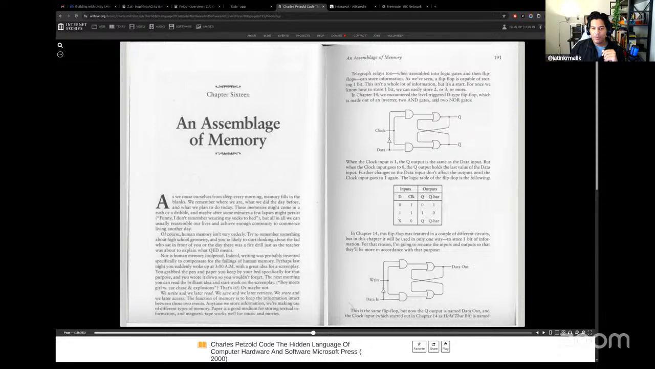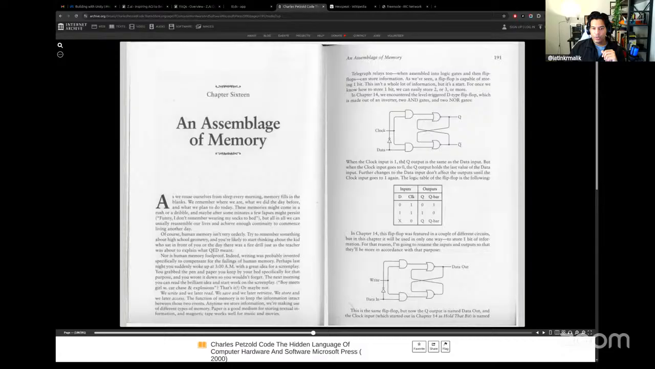So in chapter 14, we encountered the level triggered D type flip flop, which is made out of an inverter, two AND gates, and two NOR gates. And for the refreshers, if you give a data input and add a clock, when the clock goes from 0 to 1, it stores the bit in Q, and the Q bar will always have the opposite of that. They both can never be 1. This is what we were trying to abuse here with the inverter. If you give data as 1, they pass the other value as 0, so you cannot pass 1 and 1 in both the gates. That's why we put an inverter here.